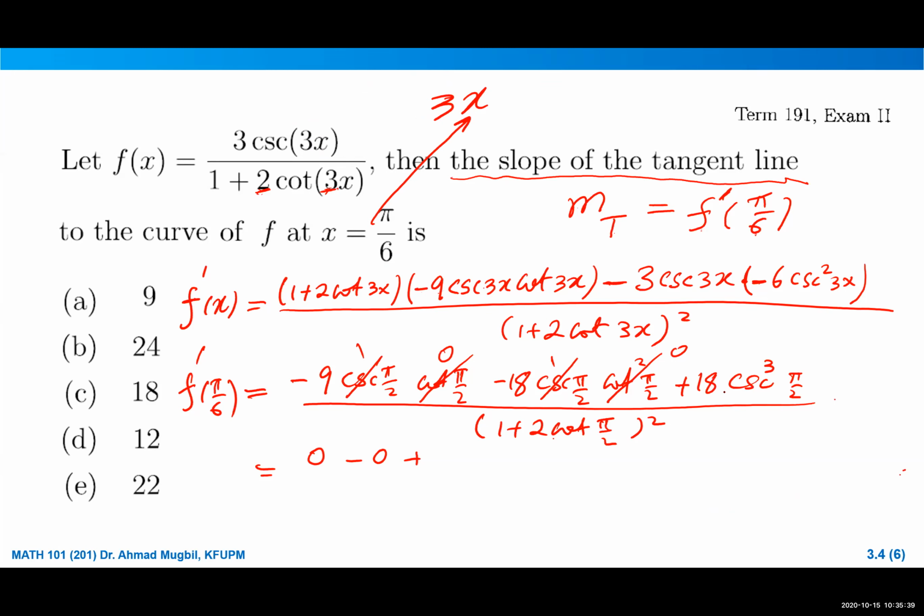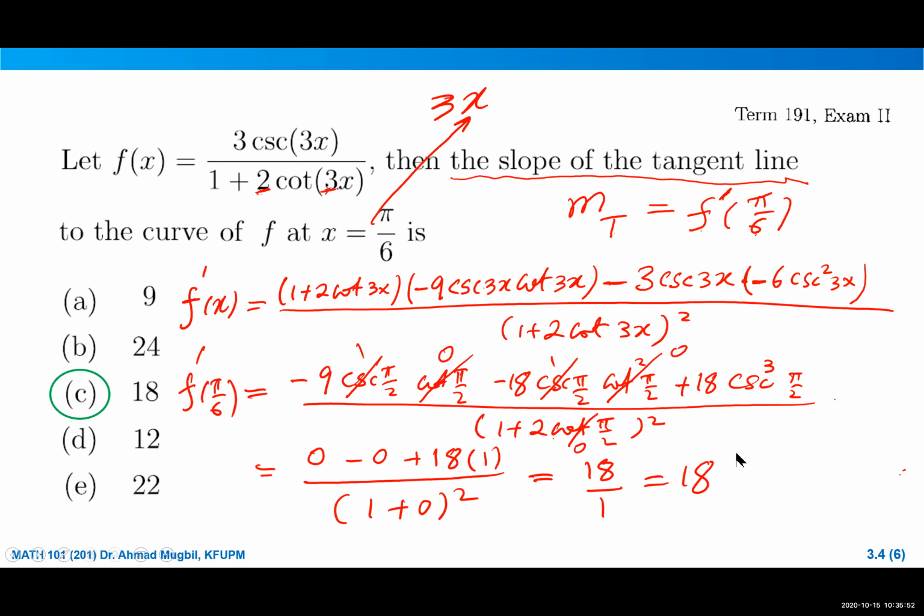Now this will be 0, 0. And we have there 18 times what? Times 1 over 1 plus, this is 0 also. So this will be 1 plus 0, all squared. So it will be 18 over 1, which is 18. And the right answer is C.